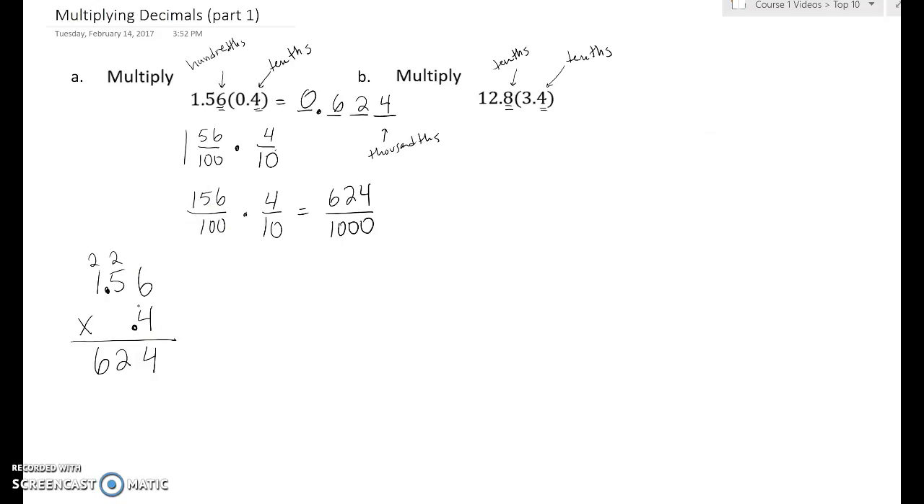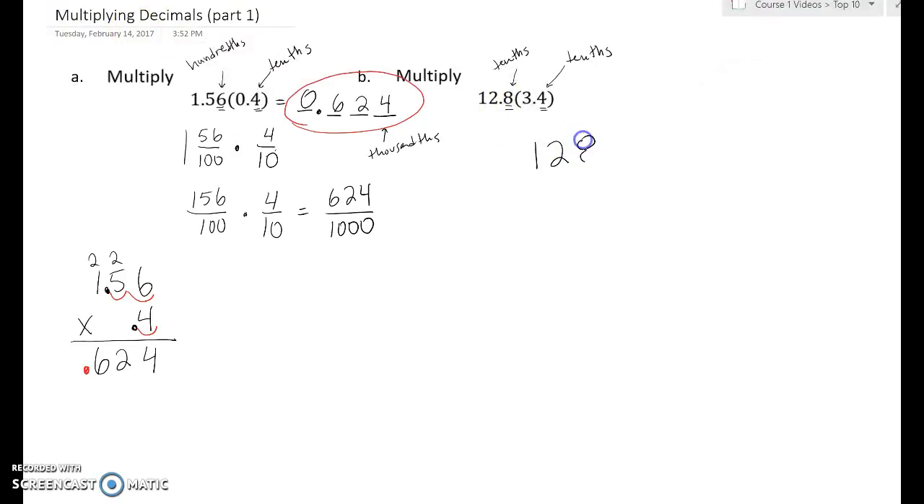And then I just count how many digits are behind the decimal. Now watch me here. There are 2 numbers behind the decimal, plus another one, that makes 3 numbers behind the decimal. As you see in our answer, that's what we want. We want 3 behind the decimal place. So here, I don't have any behind the decimal, so I'll start here and go 1, 2, 3. This is where I want my decimal to be. So my answer is 624 thousandths.